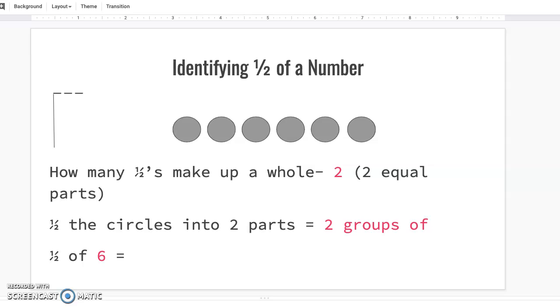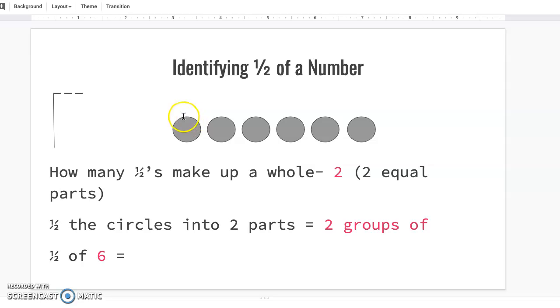This is identifying half of a number. I know we went over this a couple times, but I just want to keep practicing with it. How many halves make up a whole? 2. It's 2 equal parts. So we would have to half the circles in 2 parts. So it's asking us how much is half of the 6.